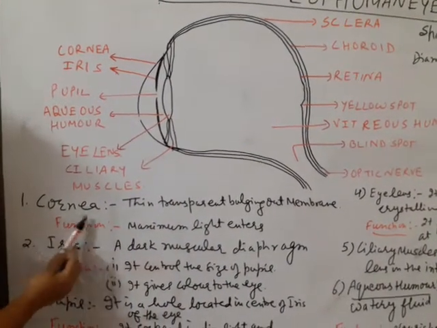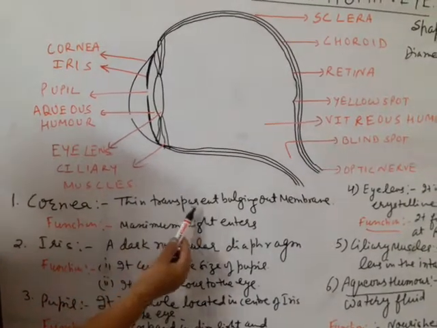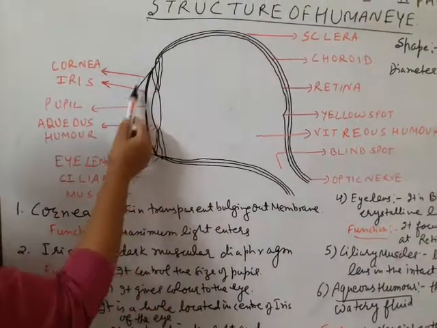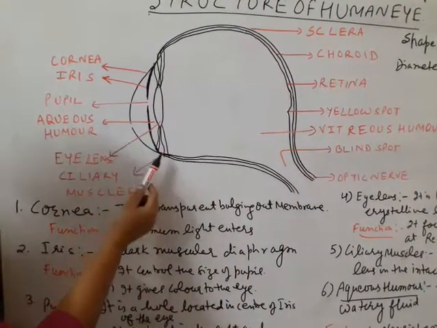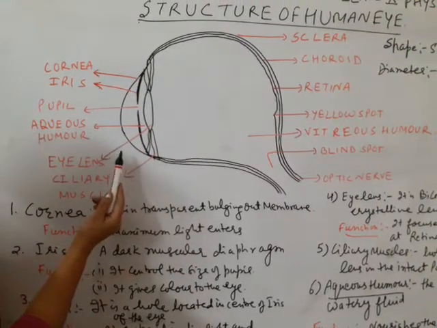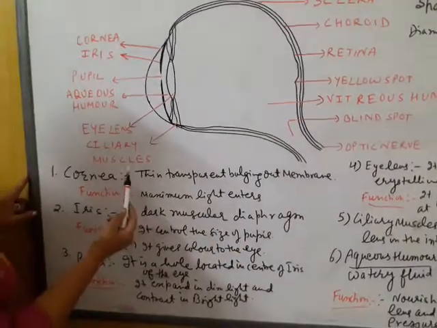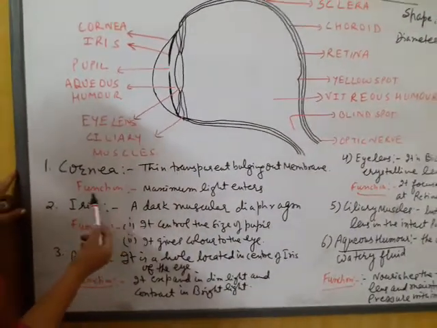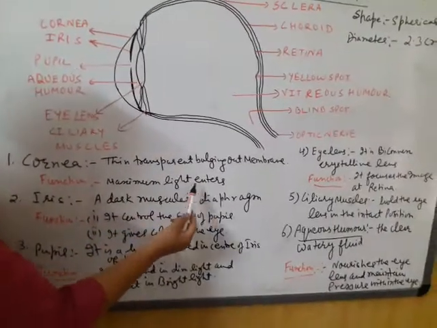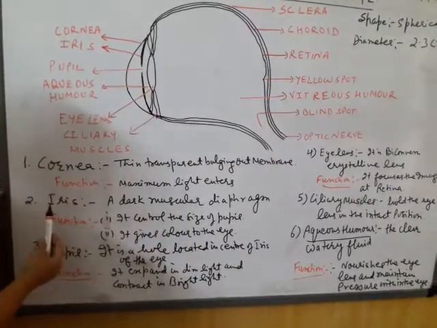First one is cornea. Cornea is a thin, transparent, bulging out membrane. It is the transparent bulging out membrane which we usually see. The function of cornea is that maximum light enters into the eye through the cornea.